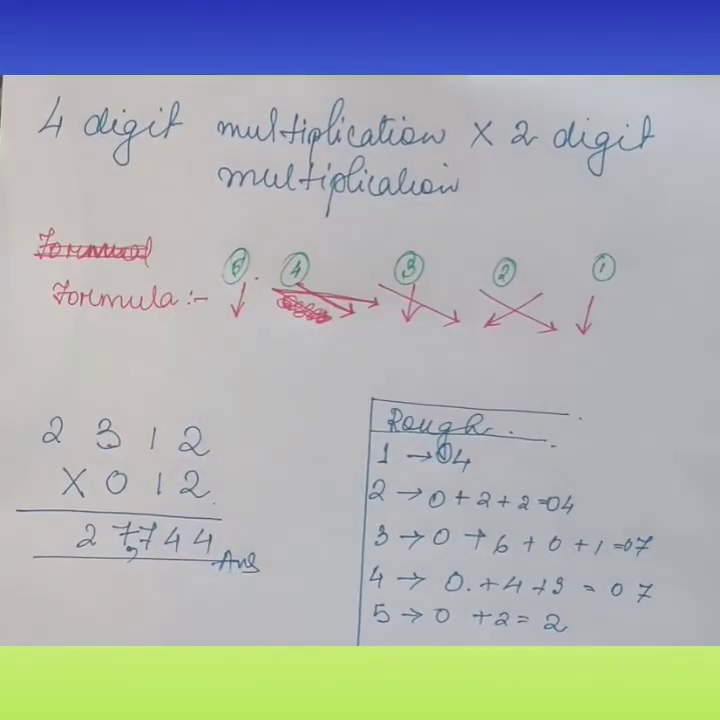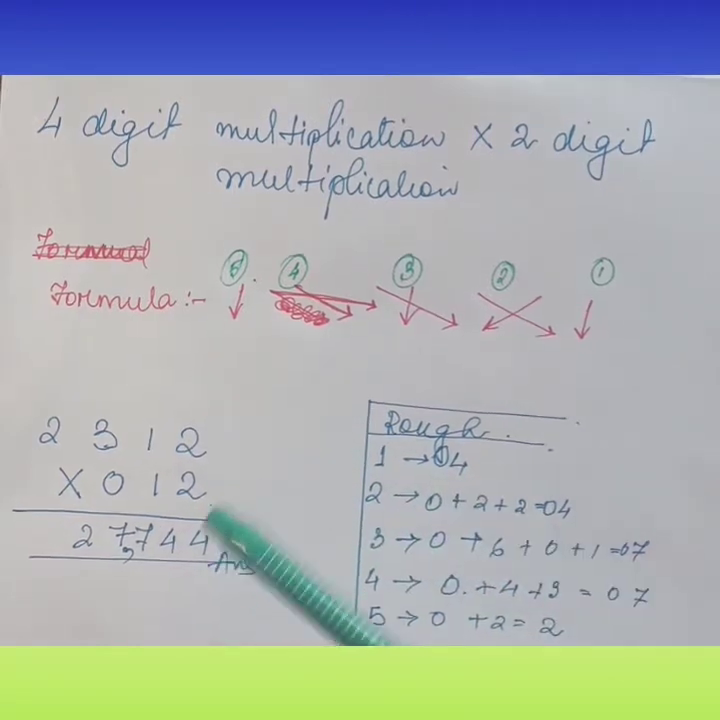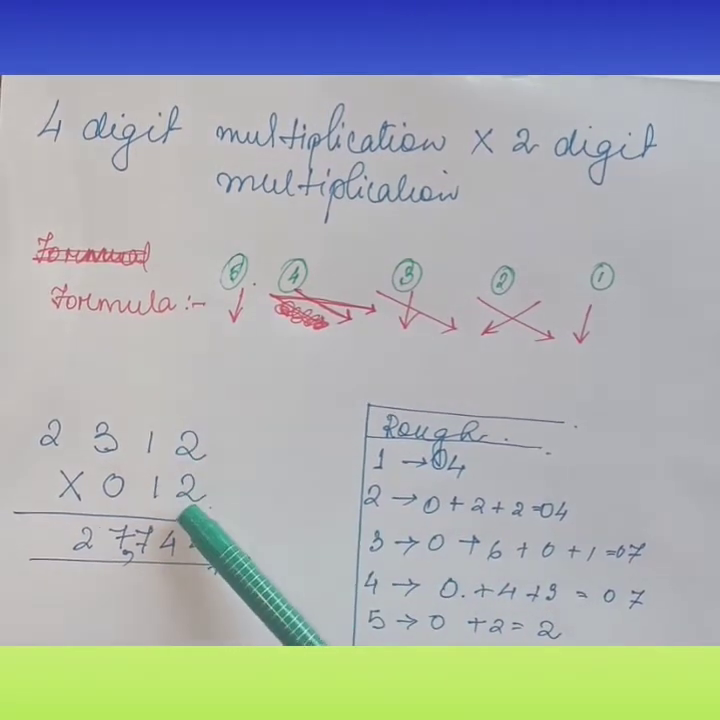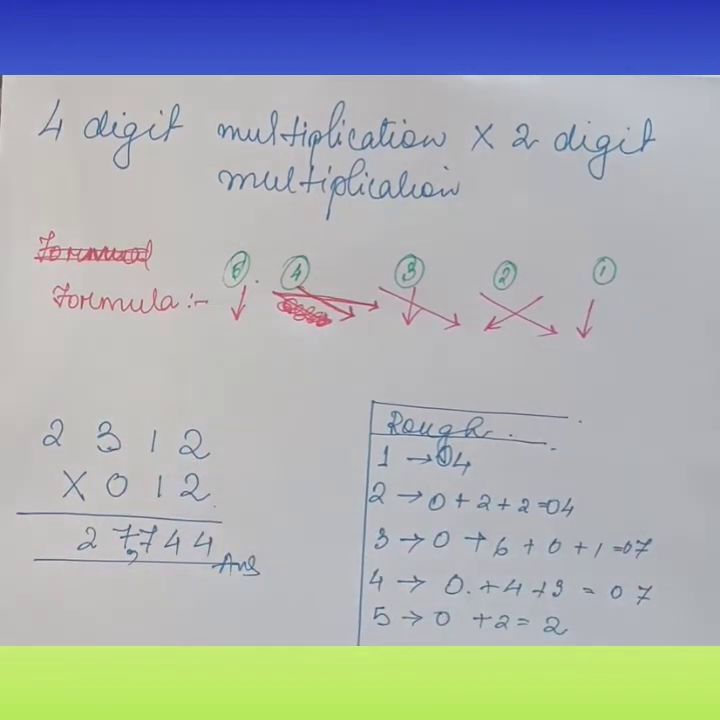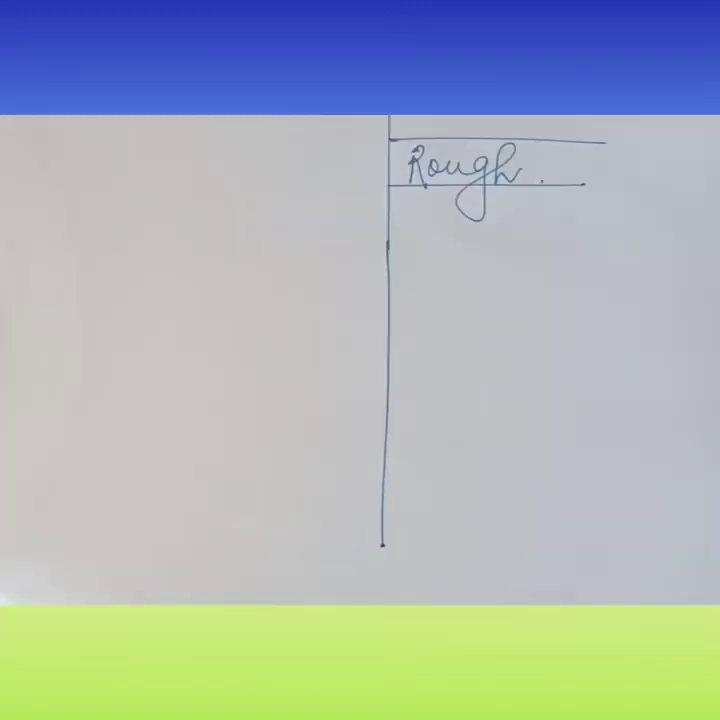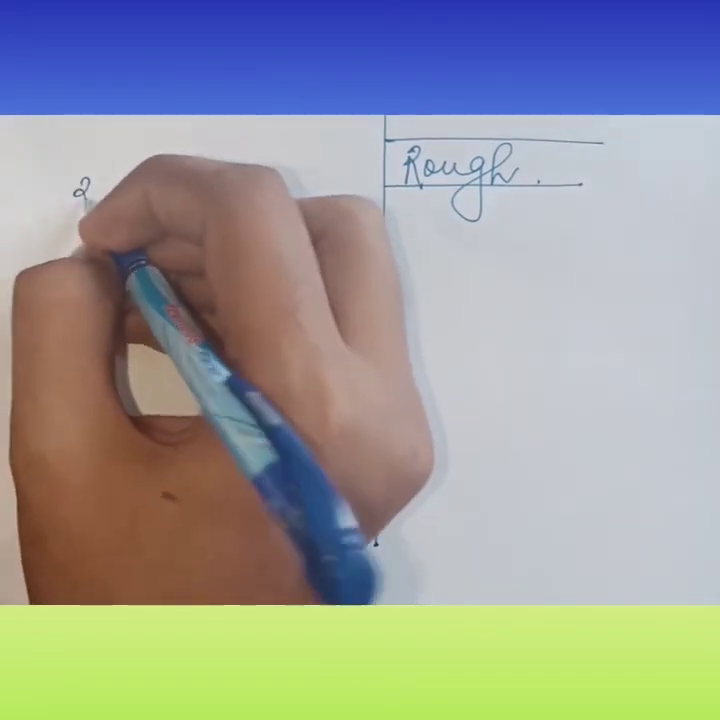So I repeat once again. First what we have done: 2 into 2, then 1 into 2, 1 into 2, then 1 into 1, 3 into 2, then 2 into 2, 3 into 1, then 2 into 1. This we have done in this sum. Hope you have understood it. So let us move to our next sum.